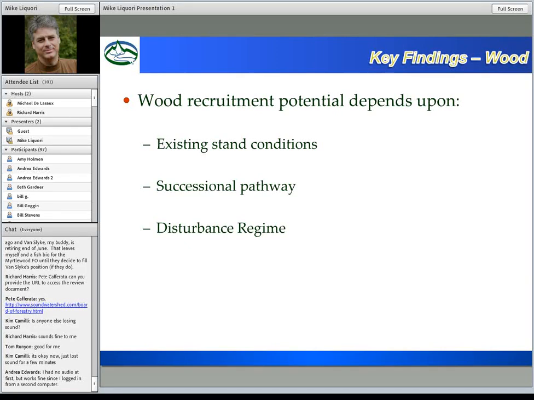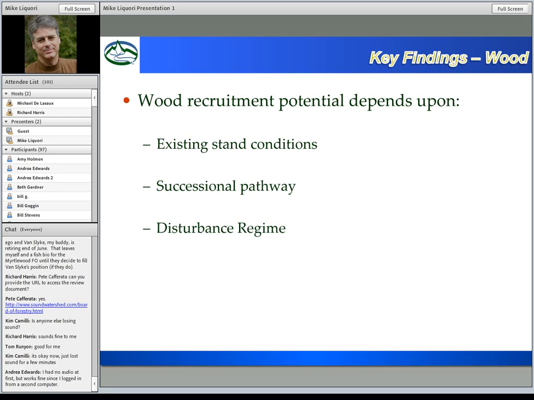So wood recruitment potential depends on the existing stand conditions, the successional pathway of those stands. We can project how stands are going to evolve into the future using stand mortality models, and other kinds of stand growth and yield modeling, and the disturbance regime.